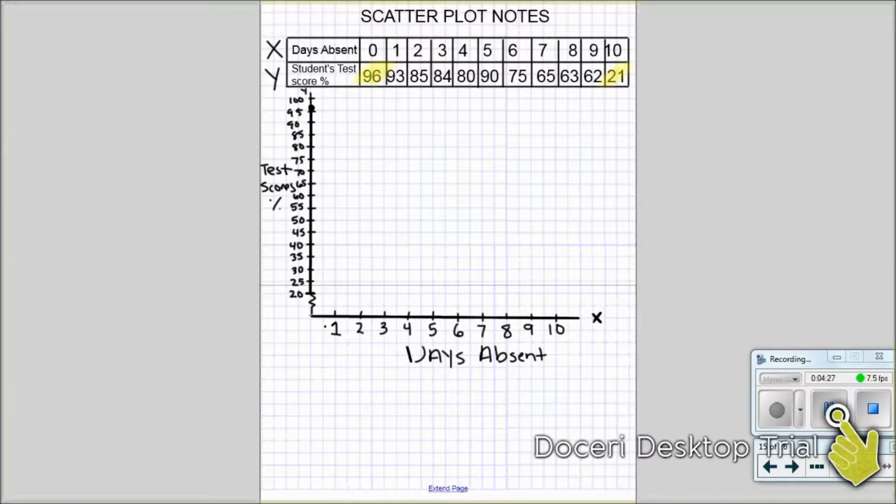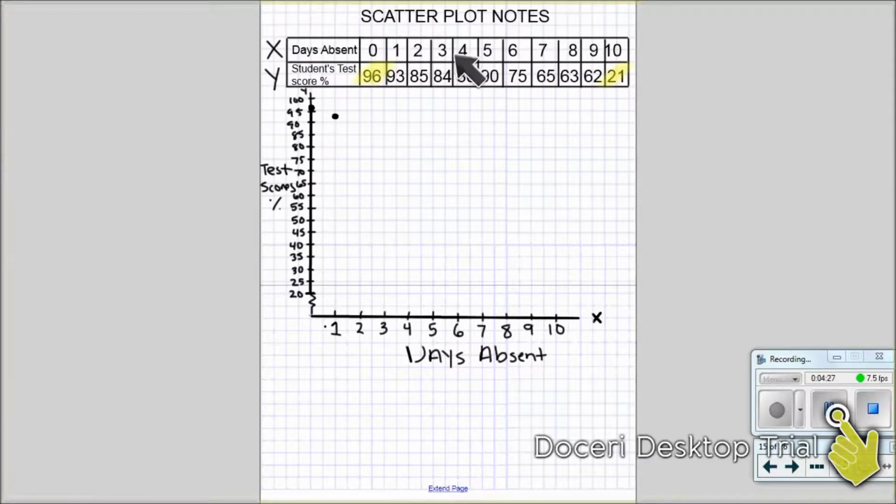Okay? If we look at our second ordered pair, remember it's just vertical now, it's over 1, up 93. So I'm going to go over to 1, all the way up to 93. Go ahead and do that and put a point. So 93 would be in between 90 and 95. I'm going to put my point. Okay? And I'm going to do one more and then let you work.